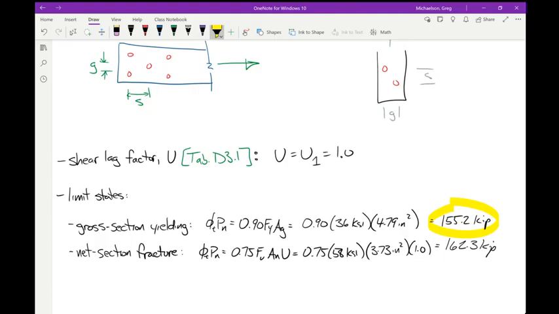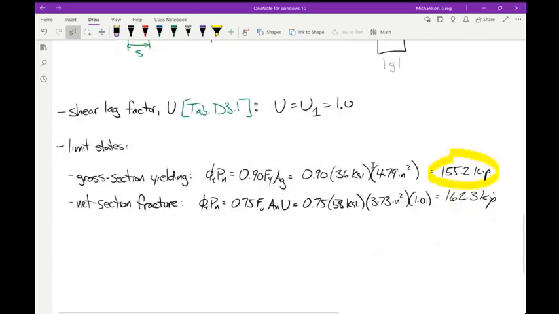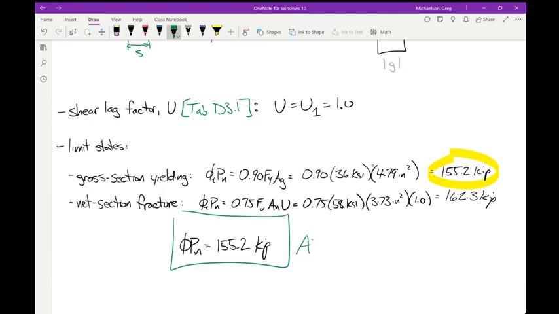Whenever you're assessing multiple limit states, what's the capacity? The capacity is the limit state that yields the lowest value. So between 155 kips and 162 kips, if I'm yanking on that member, what am I going to hit first? I'm going to hit 155. Therefore, our design strength is 155.2 kips. Boom.